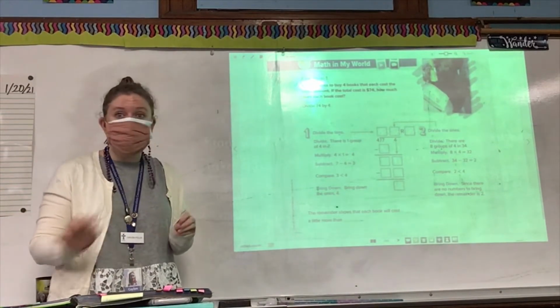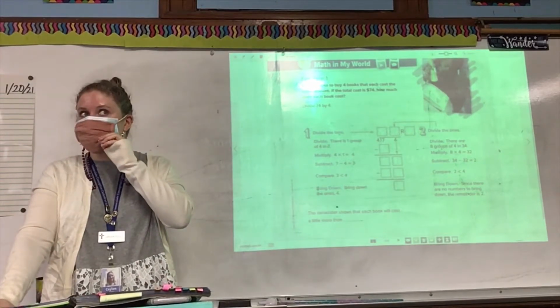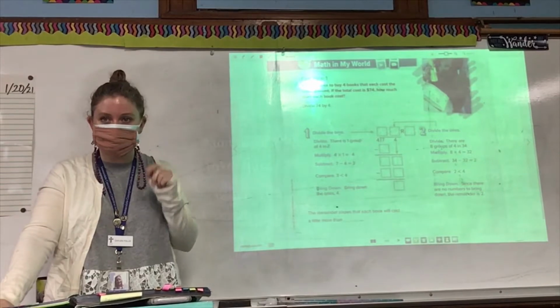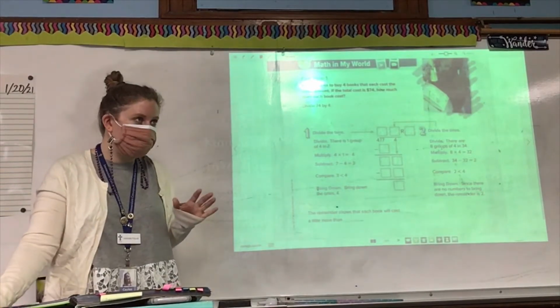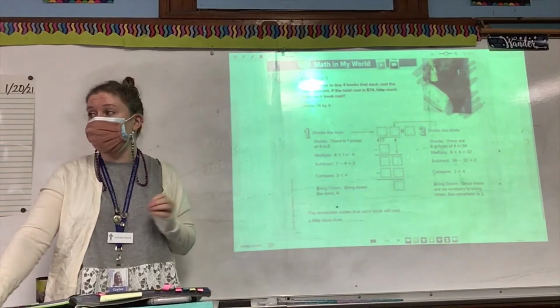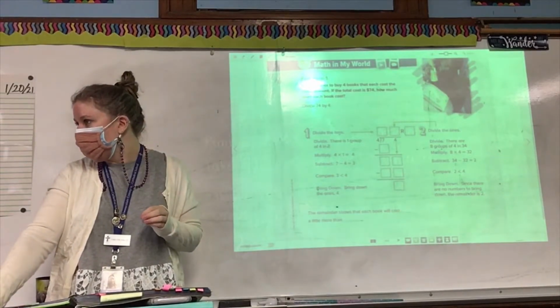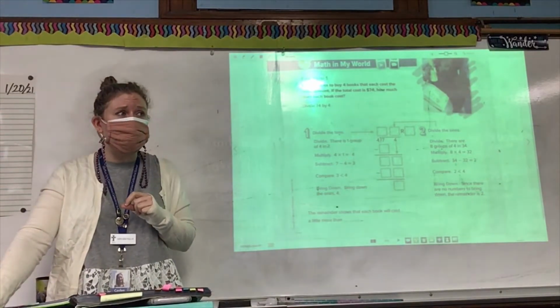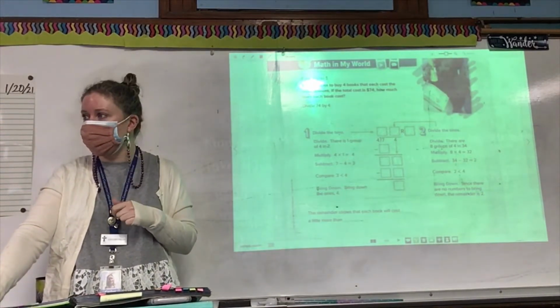Because this one is basically reading comprehension with a little bit of math. So just to let you know, when you have a division problem with a remainder, your answer to your word problem won't be 9 remainder 2.